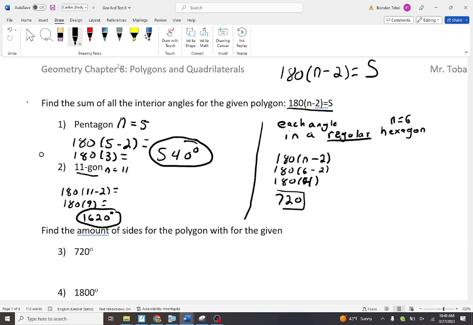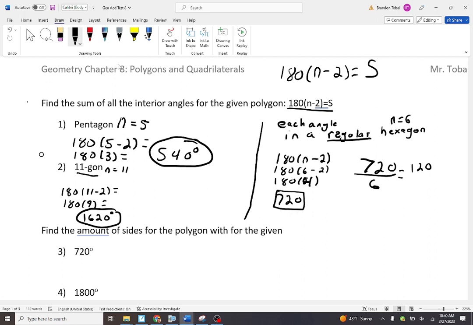Now that's useful, but it's not my final answer. I want what each angle equals. What does regular mean? All the angles and the sides are equal. You just divide by 6. Because you have 6 equal angles, you take your 720 and spread it into 6 separate places equally. So 720 divided by 6, you could do that in your head. 120.